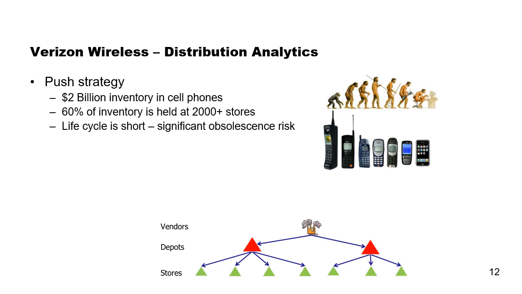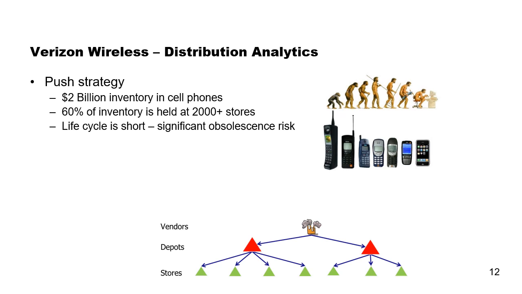Given the short life cycle of phones, about 6 months on average, the inventory of cell phones represents a significant risk. In fact, Verizon often had to give phones away for free and suffer a loss. Now, for Verizon, a smartphone costs about $500 and a feature phone about $200 on average.